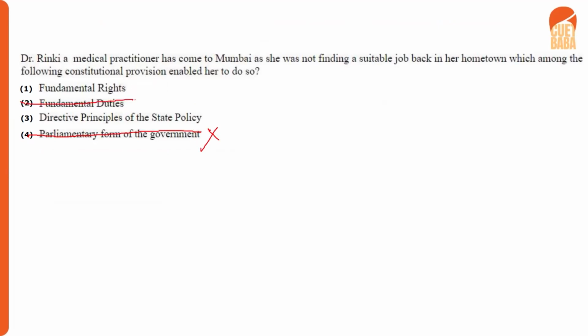Then fundamental duties. Now, duty is always associated with the individual. So, in a duty, if I am a person, I am supposed to do this duty. This is a service that I provide to my nation or to my community. So in this case, we are not talking about a duty, right? We are talking about how a person has migrated from a place to find a better opportunity. So this talks about fundamental rights. That is how you can use a little logic and reach the answer.